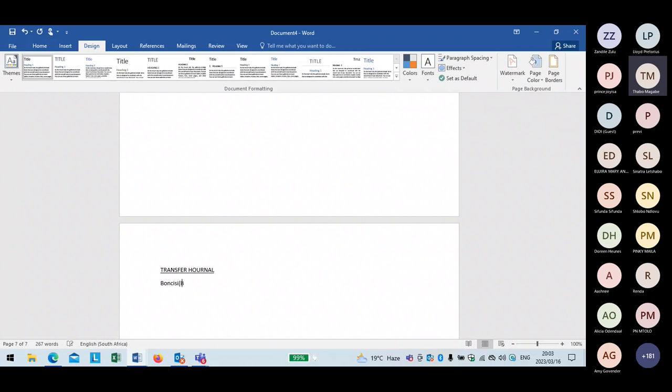So you'll have Bonchisi in business and Bonchisi in trust. So Bonchisi in business, you debit 12,000. Bonchisi in trust, you credit 12,000. Your narration will say: correction of deficit.